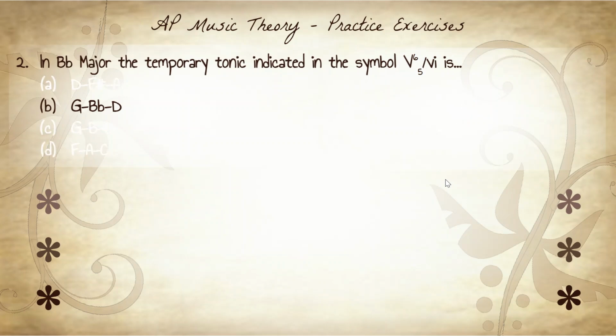Correct answer is B. In B flat major, the submedian triad is G, B flat, D. That is the temporary tonic of the progression, the dominant first inversion 7th chord to the submedian.